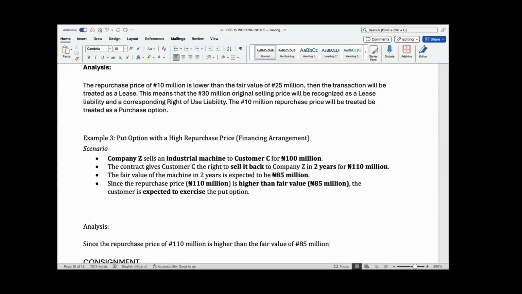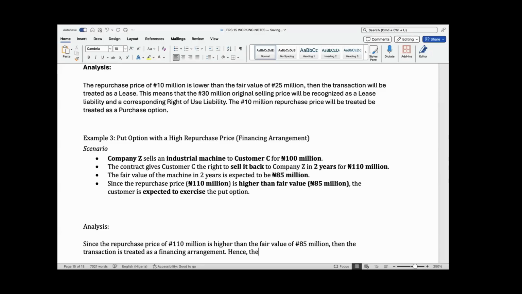Okay, so when they give me fair value, I work with fair value for put options. So if the purchase price is higher than the fair value of 85 million, then the transaction is treated as what? Financing arrangement.